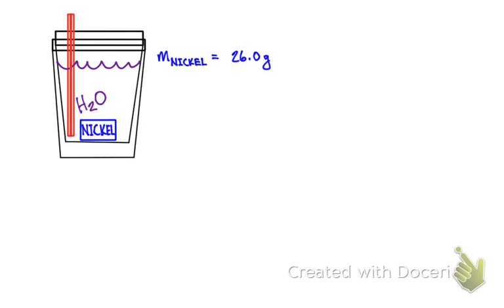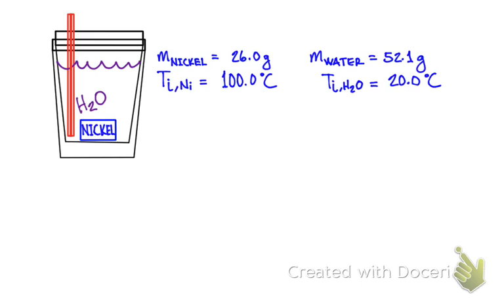Let's look at an example here. Let's say we have a block of nickel submerged in water inside the calorimeter. The mass of the nickel is 26 grams, with an initial temperature of 100 degrees Celsius. The water inside the calorimeter weighs 52.1 grams, with an initial temperature of 20 degrees Celsius. So we have a hot metal being submerged in cold water, so heat will be transferred from the metal to the water. The final temperature is something we can measure using the thermometer. At some point in time, the water and the metal reach an equilibrium temperature of 24 degrees Celsius, which is the final temperature.